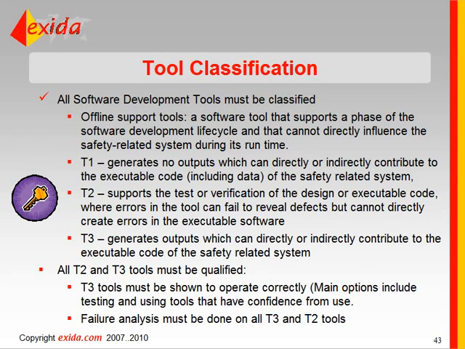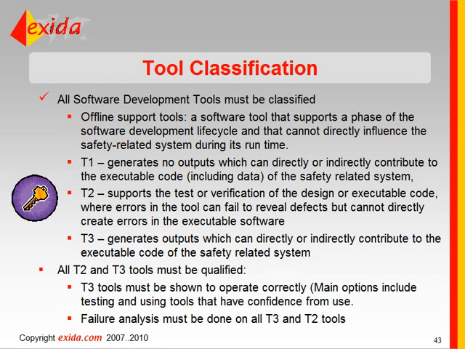And so the way that's done is tools are classified to be T1 through T3. T1 generates no outputs which can directly or indirectly contribute to the executable code of the safety-related system. So essentially, it can't really lead to a failure. T2 supports test or verification of the design or executable code, where errors in the tool can fail to reveal defects, but they cannot directly create errors in the software. So if you have some tool you're using for testing, if it fails, it's not going to cause a problem. If the software was error-free, it's still error-free.